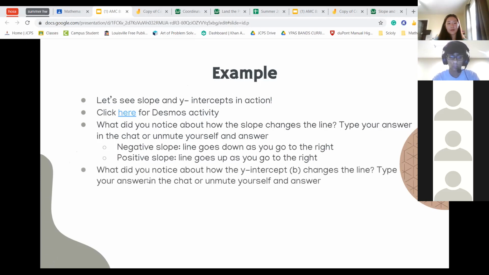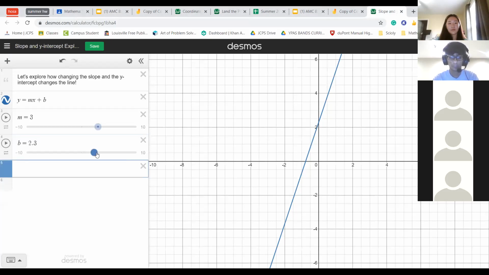And what about the y-intercept? Same thing, type your answer in the chat or unmute. I noticed that when we increase the y-intercept, it goes more to the right, and when we decrease it, it goes more to the left. Okay, for reference, the y-intercept was the. So you're saying that the line moves left and right like this, right? Yeah, good observation. Good job.